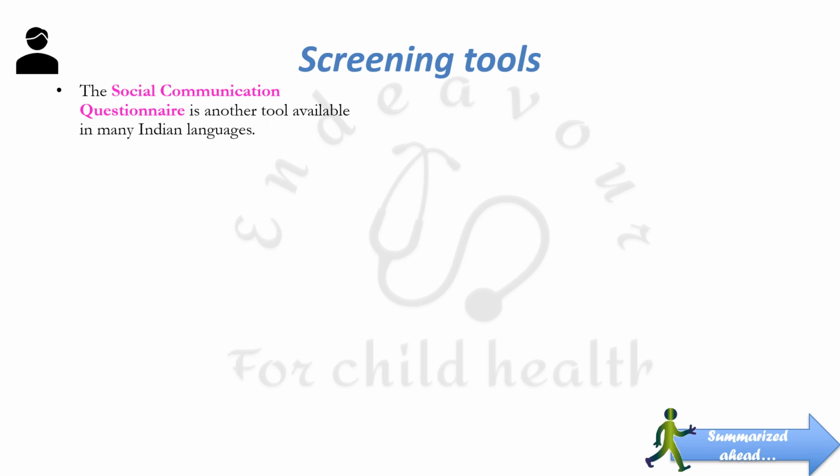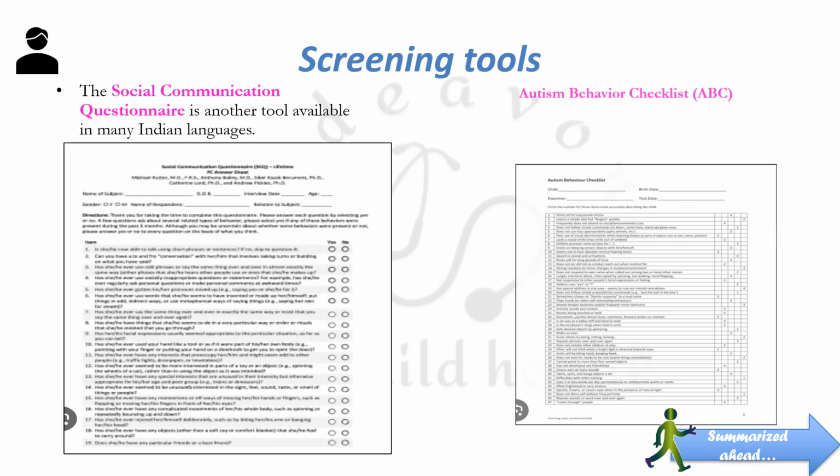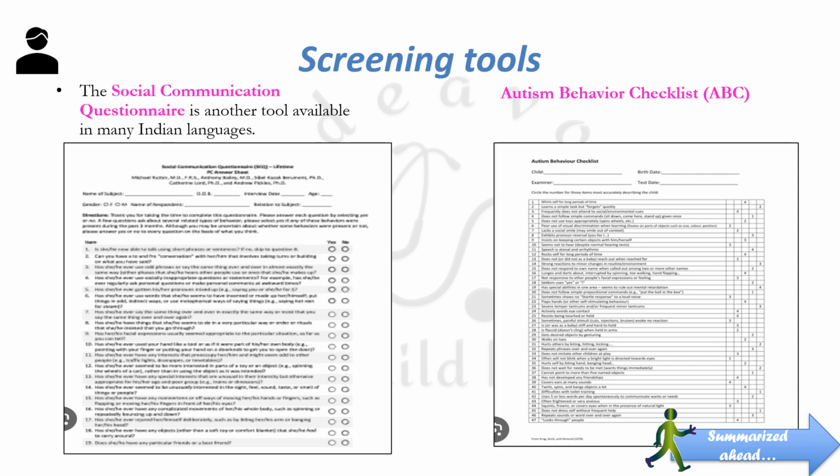The other tool is the social communication questionnaire, which is available in many Indian languages. And another screening tool is the autism behavior checklist. The most handy is MCHAT-R.